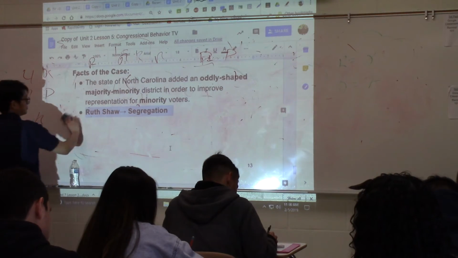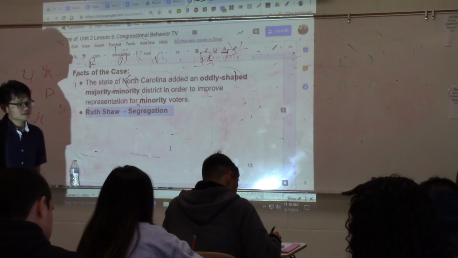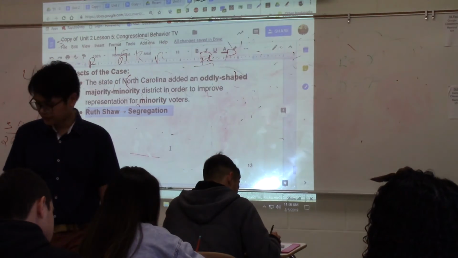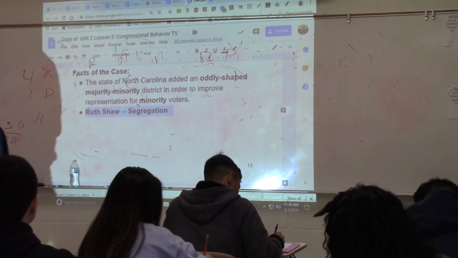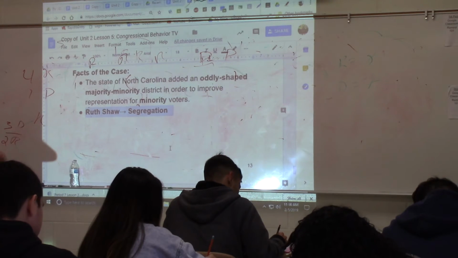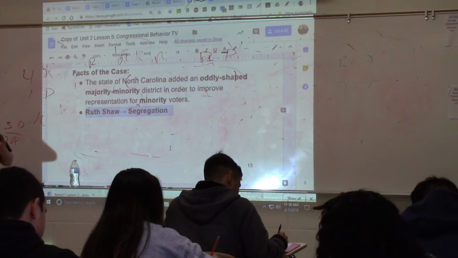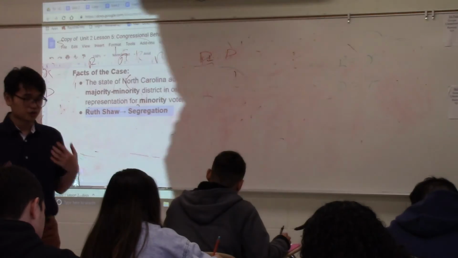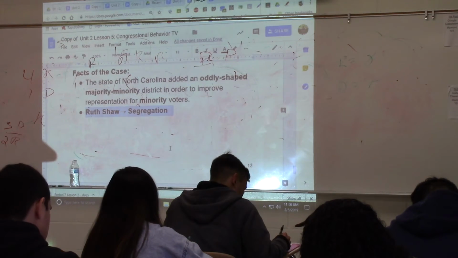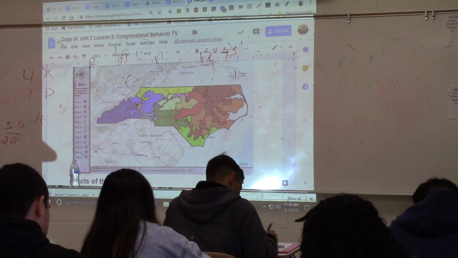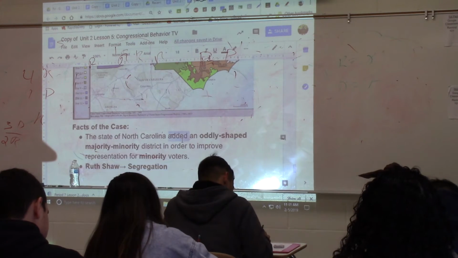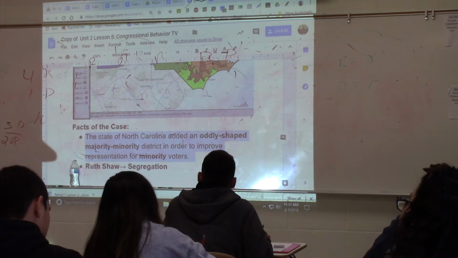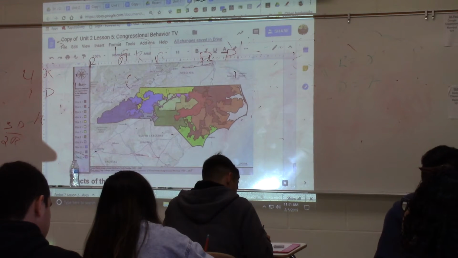So this is about the Equal Protection Clause again. And this is what we call racial gerrymandering: drawing these lines based on race. That's what North Carolina was doing. That district was created purely because of race. Of course, the state of North Carolina did not admit to that at first. They said, oh, we draw these lines very randomly.